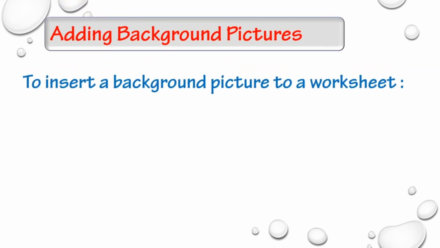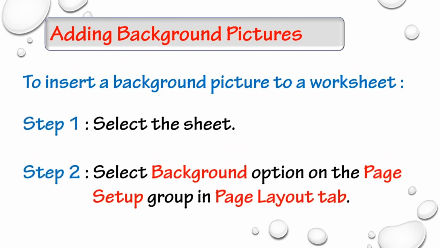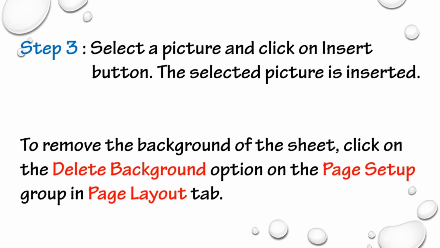Adding background pictures. To insert a background picture to a worksheet, step 1, select the sheet. Step 2, select the background option on the Page Setup group in Page Layout tab. Step 3, select a picture and click on Insert button. The selected picture is inserted. To remove the background of the selected sheet, click on the Delete Background option on the Page Setup group in Page Layout tab.